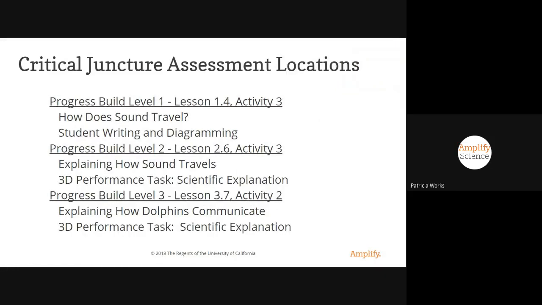Okay, so here you see the location of the critical juncture assessments. In this unit, they roughly coincide with the end of the chapters. However, sometimes that varies a bit. For more detail on the assessments, you can look at the platform lesson activity where it will tell you if it uses an investigation notebook page or whether it's something that you're listening or watching for during a group activity.